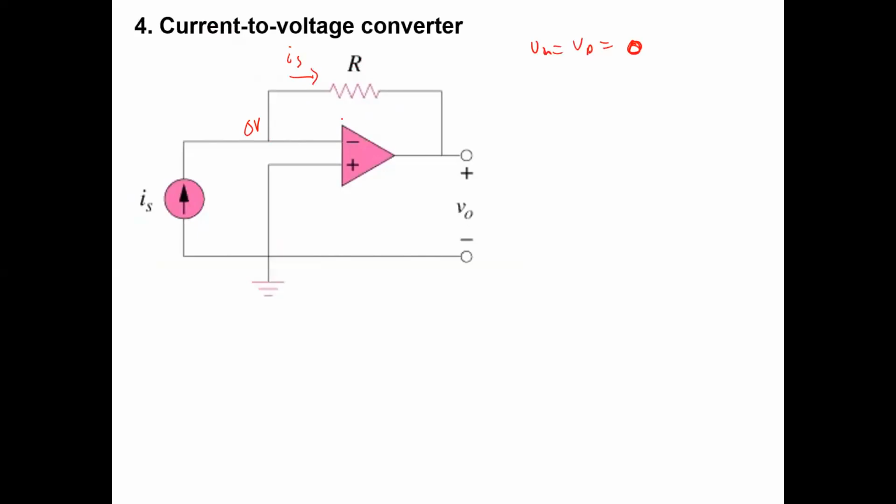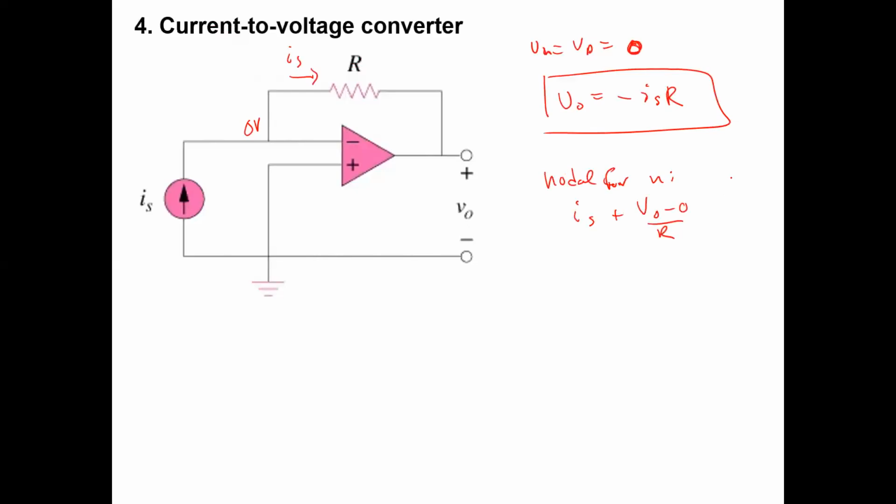So you can kind of tell by inspection, right? You're starting at 0 volts and you're pumping IS through R. VO is going to equal minus IS times R. Or if you like, you can do nodal for node N, in which case you have IS flowing in plus VO minus 0 over R coming back from the front. And again, that'll tell you that VO equals minus IS times R.